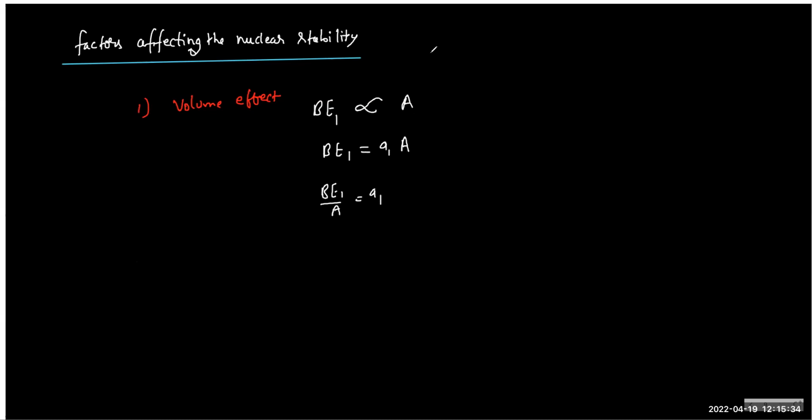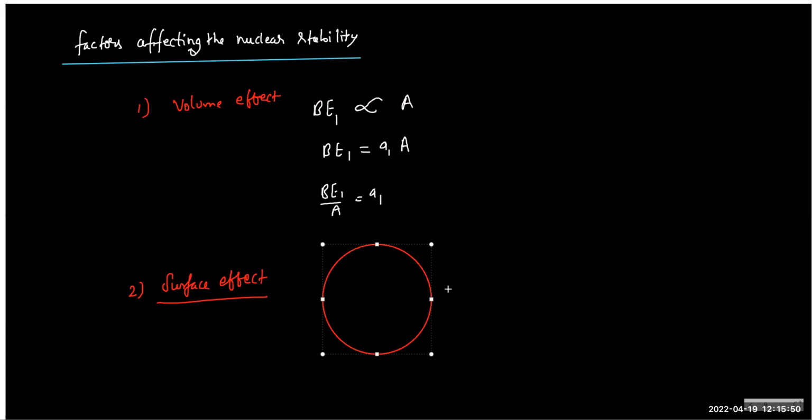The second effect is called the surface effect. First of all, we need to understand what the surface effect is. Let's say we have a bigger nucleus and the surface nucleons, let's say we have a proton here.